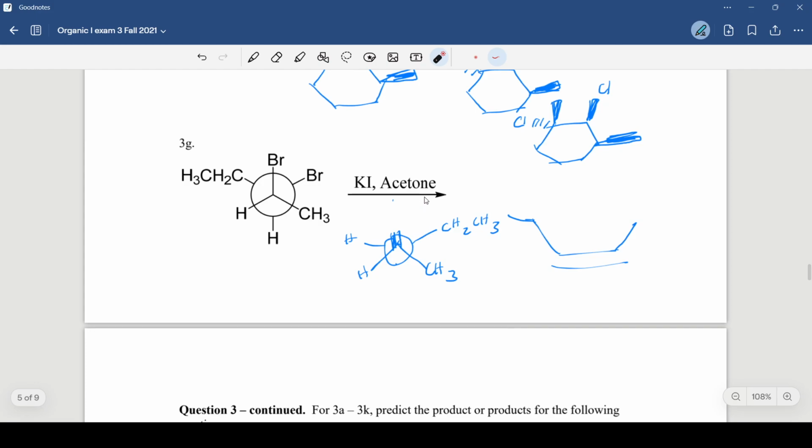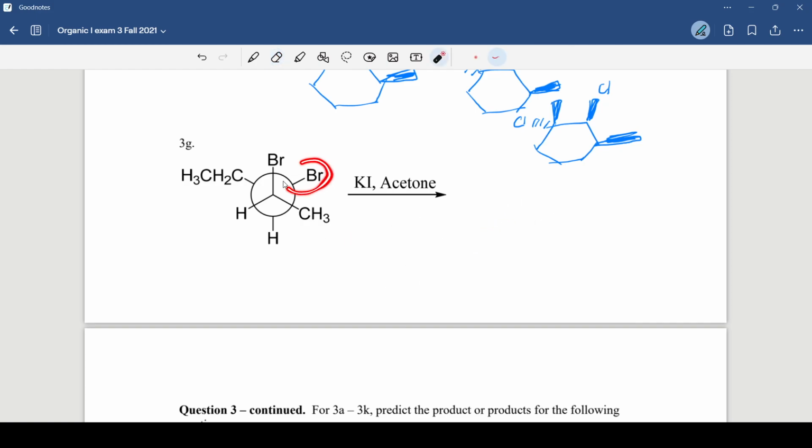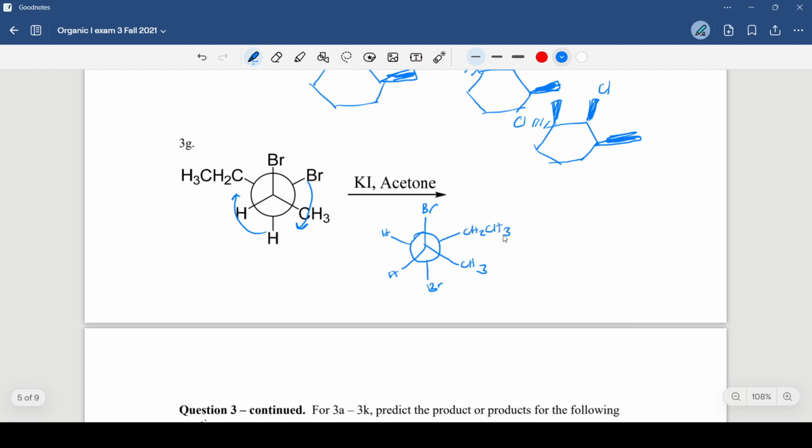Oh, this one? Okay. So remember what Sam said. For this one, if there's 2 Brs and KI, what it does is it removes both Brs at once just to create 1 double bond. So what you have to do is make sure the Brs are trans. That's the only way this one works. So I'm going to rotate the back one, not this front one, but the back one, to where the Brs are on top of each other. Okay, bam.